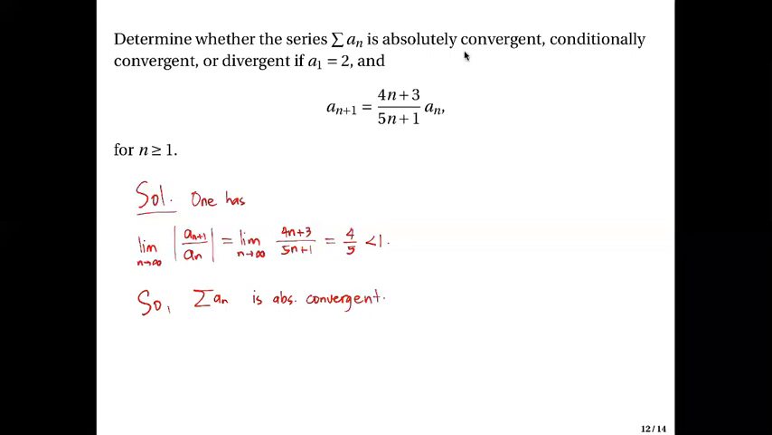So you don't even have to know the form of a sub n. This information, a sub 1 equals 2 and a sub n plus 1 equals this expression, is enough to determine that this is absolutely convergent.